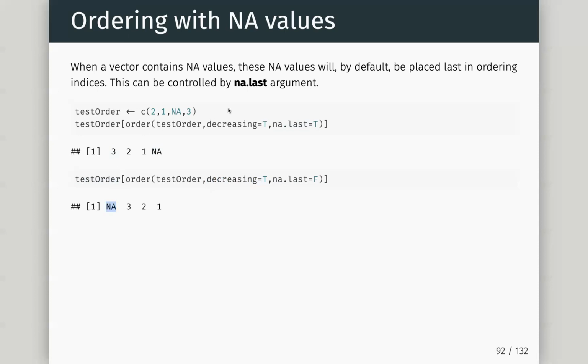This is really useful because sometimes you will have a long vector and you want to extract the last values, the lowest values. You would think naturally I'll just order it and take the last value. But it may be that your last value will be an NA, because NA last is true. So if you wanted to take the last value, you would do NA last equals false, and then you can be sure that the NA won't be at the end of your ordered vector.